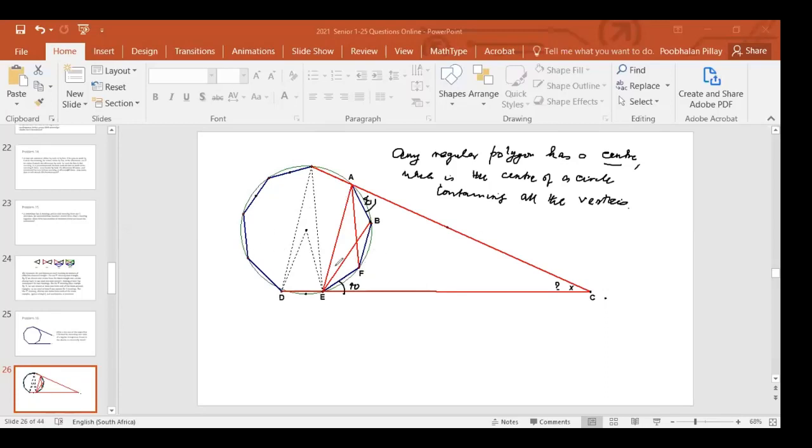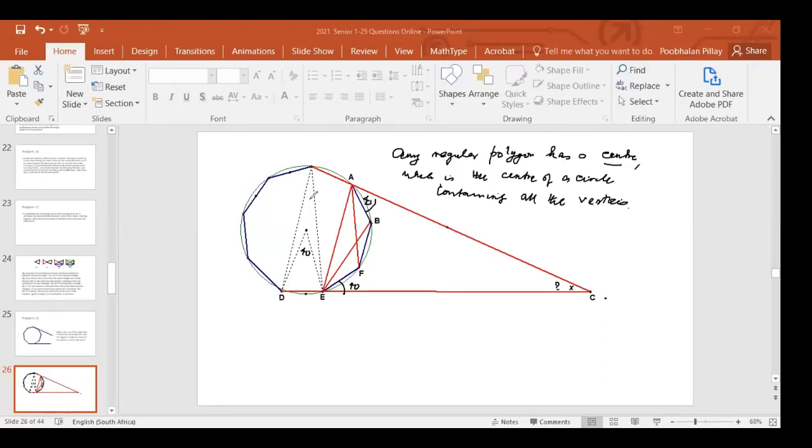Right? And then now, once you do that, you can, especially if you're in grade 11 or grade 12, use the fact that equal chords subtend equal angles at the center. So all these chords, which are the sides, they subtend equal angles at the center. So if you join all these to the center, you'll get 9 equal angles here. Right? But they add up to 360 degrees. So once again, you get that angle is equal to 40. So the angle at the center is 40.